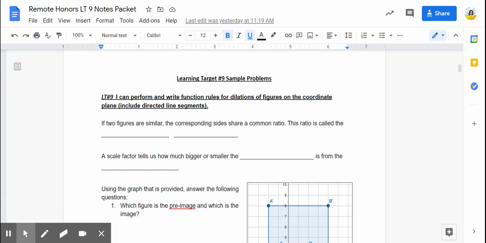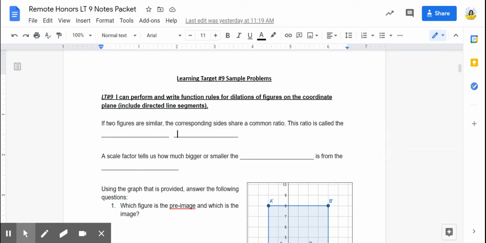Okay, guys, so we are going to be starting LT9, and we're going to start it with a very brief introduction on one of the easier parts of this, which is called scale factor. I'm going to type these into the notes. You guys have access to this in the agenda in Canvas as well, but this will just be basically the completing of those notes.